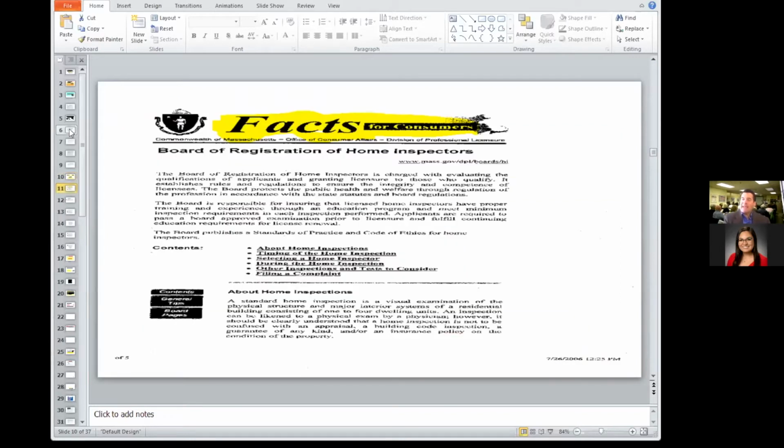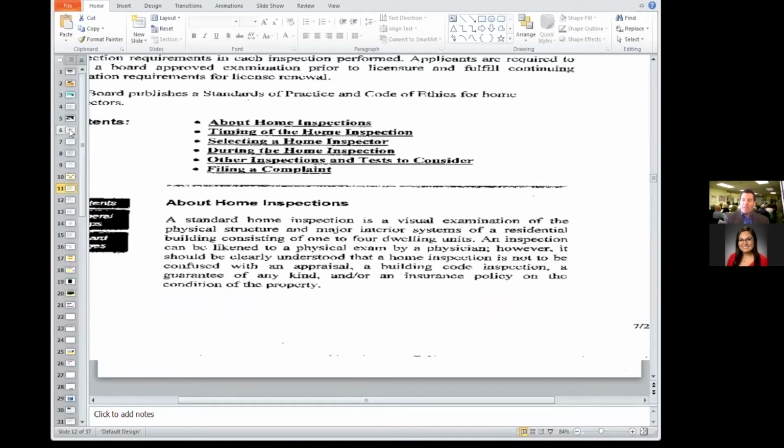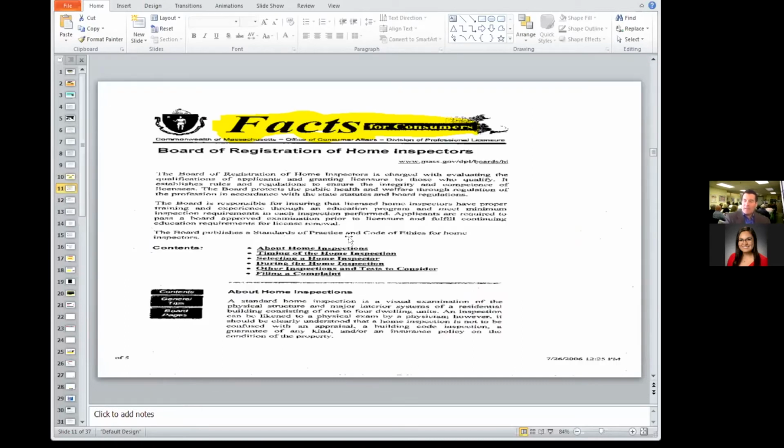Now, let's take a look at this form. This is called Facts for Consumers. You have to have it. It's one of those must-haves. Look at this. See right over here where it says about the home inspection? This is where you guys can get in a little bit of trouble. See right here? And guess where it's from? See that? Look at that little nice picture. The Commonwealth of Massachusetts, Office of Consumer Affairs, Division of Professional Licensure. So this is real. This is not fantasy.